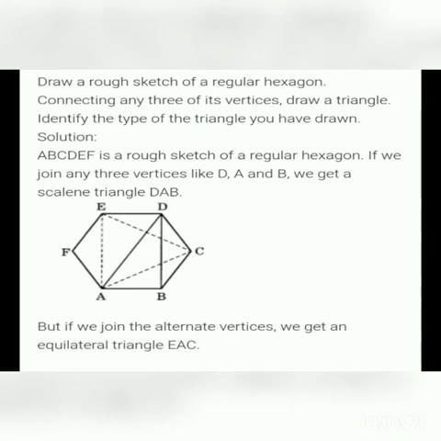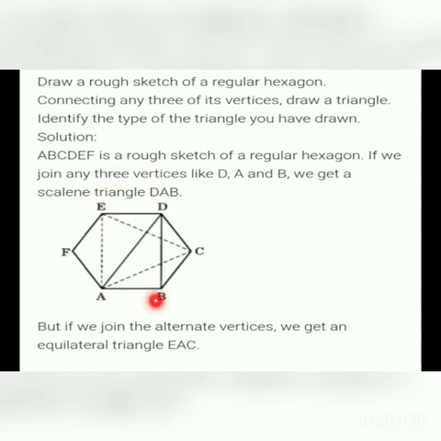Now what is a hexagon? A figure with 6 sides. Connecting any 3 of its vertices, draw a triangle. Identify the type of the triangle you have drawn. So first we have to draw a hexagon. It is given that it is a regular hexagon. Regular hexagon means all the sides will be equal.